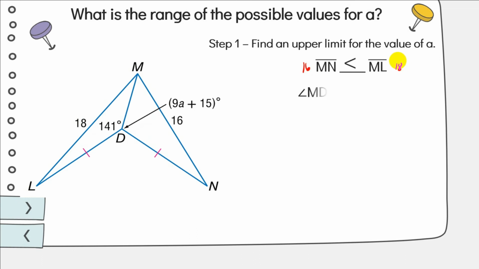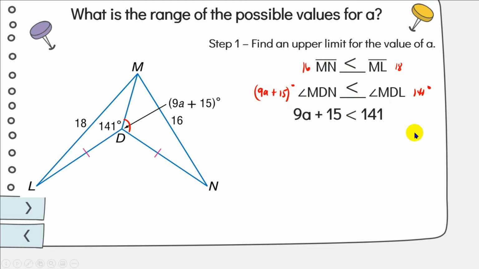Ibig sabihin, yung mga angles opposite to them. MDN, so MDN is this one, yung 9A plus 15 degrees. Then, MDL, that's 141 degrees. So, compare natin yan, magkakaroon tayo ng less than pa rin. We have to stick with this given, yung sa sides po. At kung ano yung inequality for the sides, yun din po yung inequality ng mga angles opposite to them.